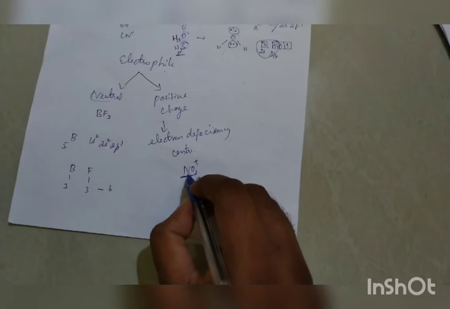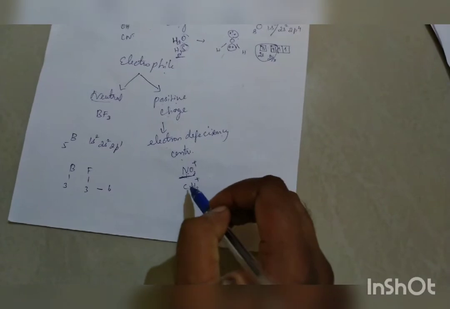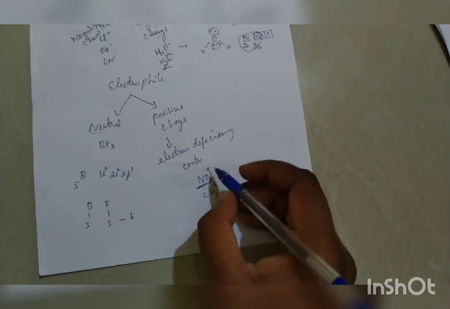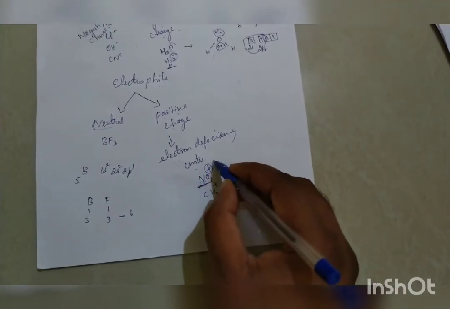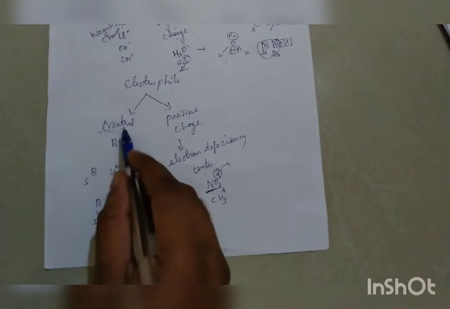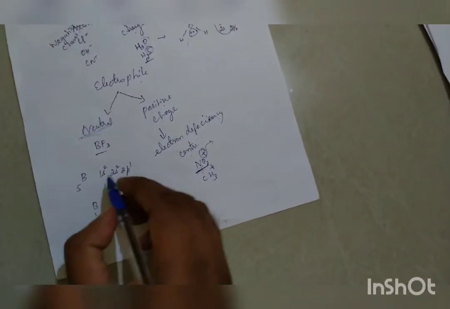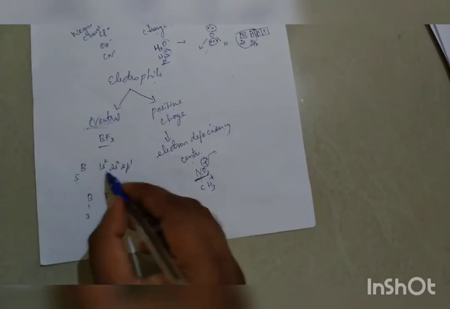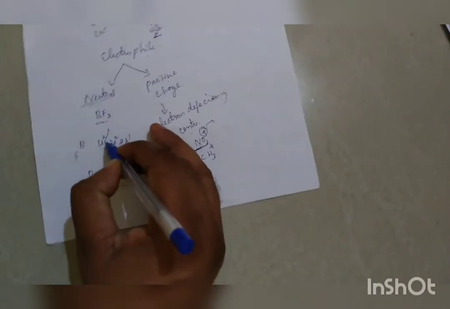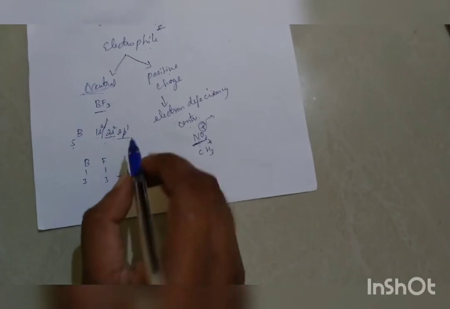So it cannot be called proton rich. It can be called electron deficient, where it can attract electrons. Here, neutral BF3. What is the atomic number of boron? 5. 1s2, 2s2, 2p1. The outermost shell is 2s2, 2p1.